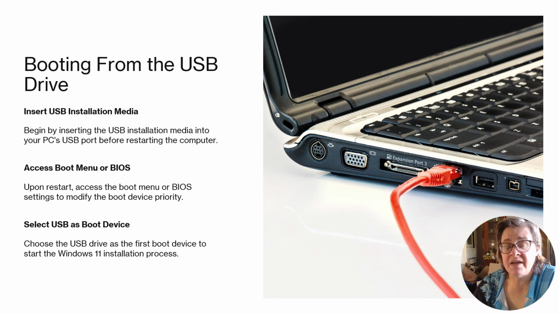Insert the USB installation into your PC and restart it. Access the boot menu or BIOS settings to select the USB drive as the first boot device. This will then launch the Windows 11 installation process. It's usually F6, but you can look up what function key you need to press for your system to get into the boot menu, okay? Or BIOS settings, whatever. It can be F6, it can be different ones on different machines.